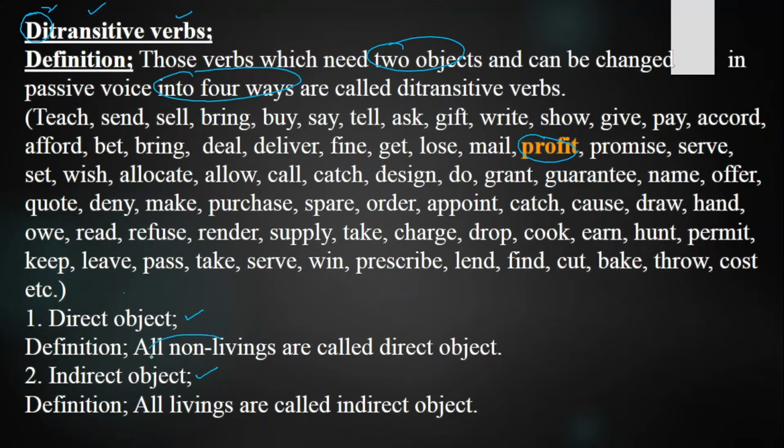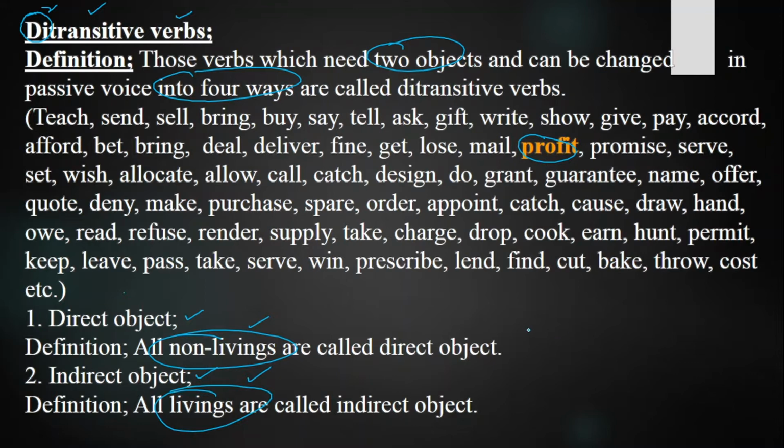Direct object means all non-livings and indirect object means all livings. Why does it need two objects, one direct and one indirect object? They need one direct object and one indirect object to complete their meanings.